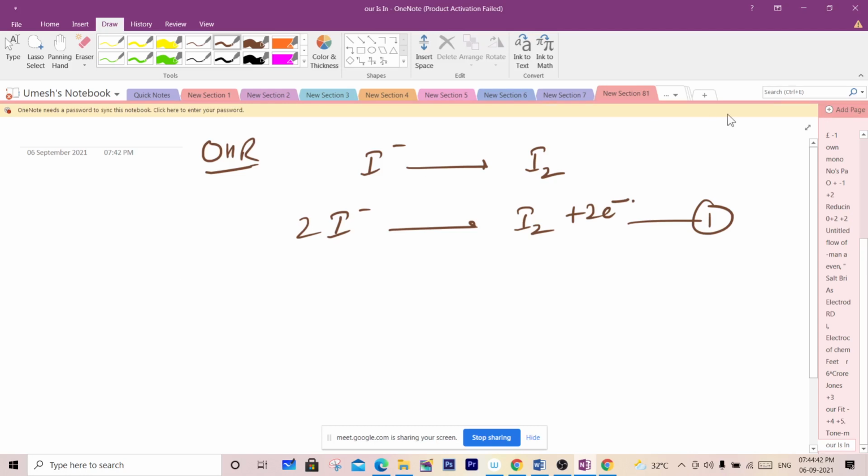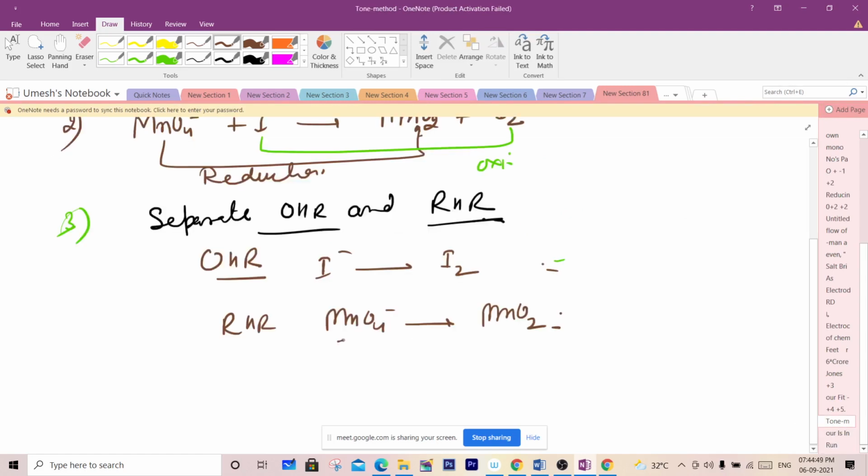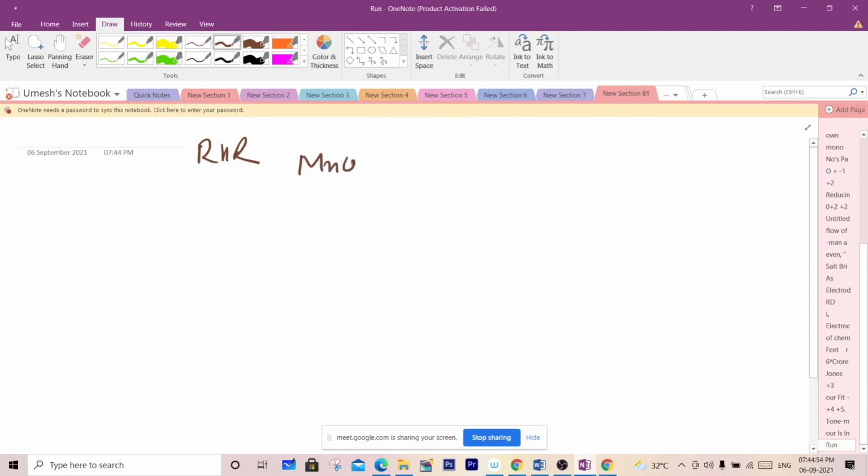Now we talk about the reduction half reaction, second part. In the reduction, we have MnO4 negative ion to MnO2. See, MnO4 negative ion to give MnO2. So now let us balance it. It is a +7 here and a +4 here. It means I can add 3 electrons this side to balance the charges.